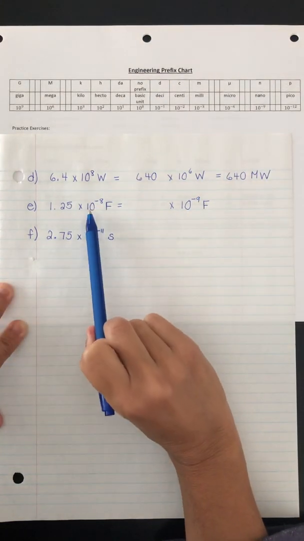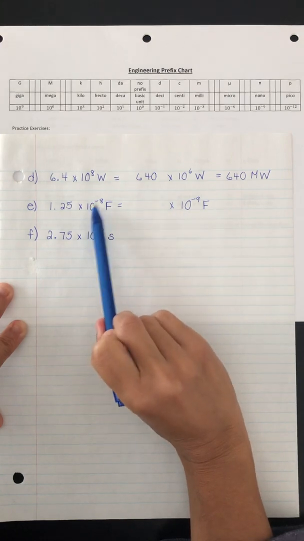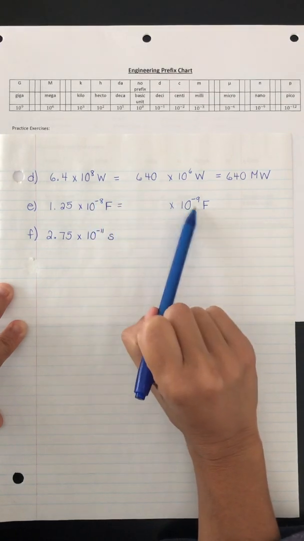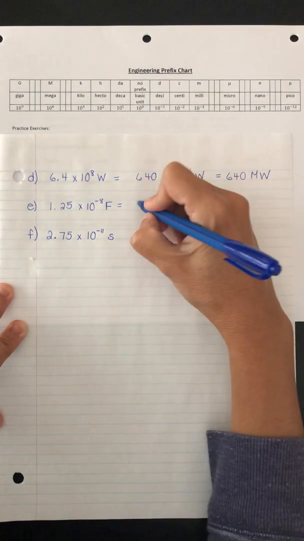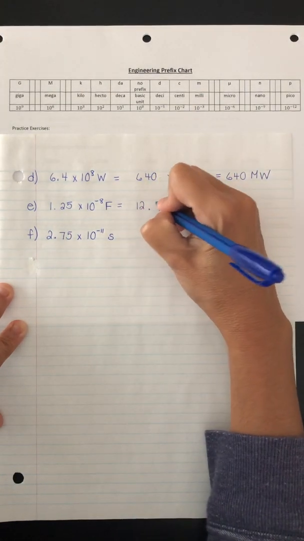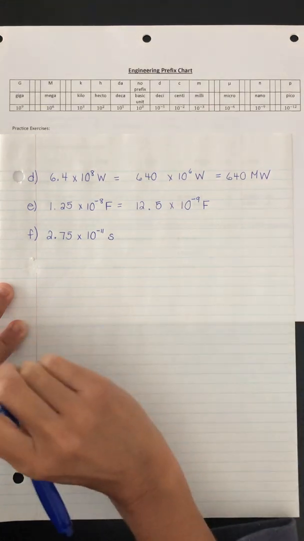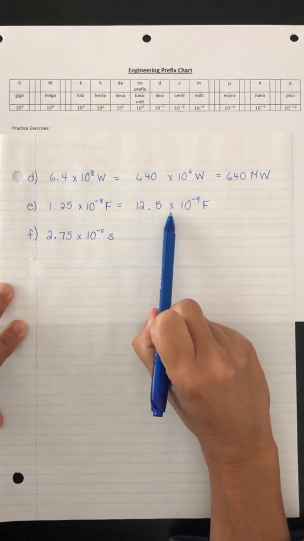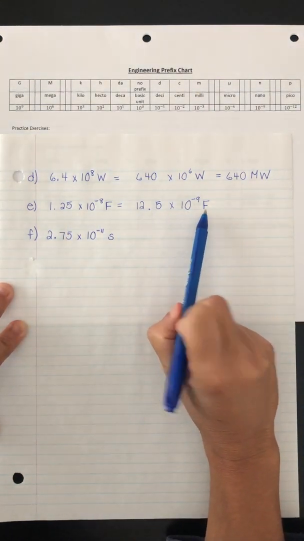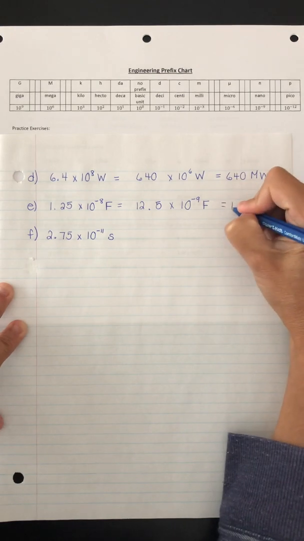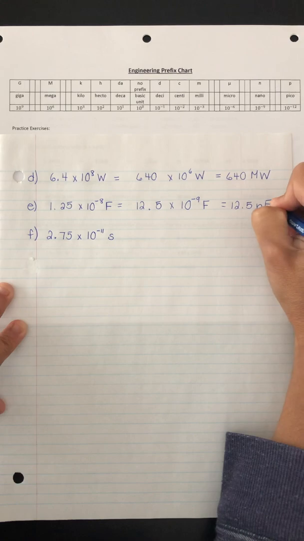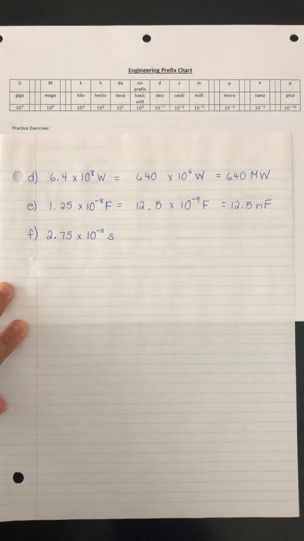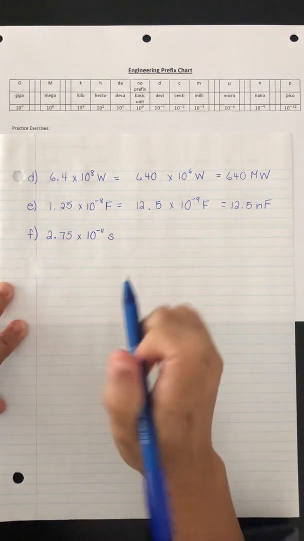Okay, so when we drop that to negative 9, we just lost a factor of 10. So we have to adjust the number out front by multiplying it by 10. So we now have 12.5 times 10 to the negative 9 farads, or 12.5 nanofarads in our final answer. Here's one more.